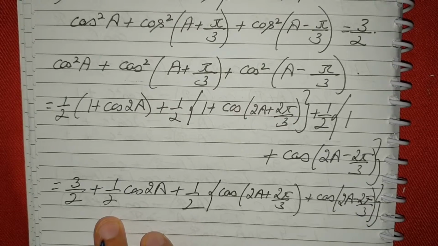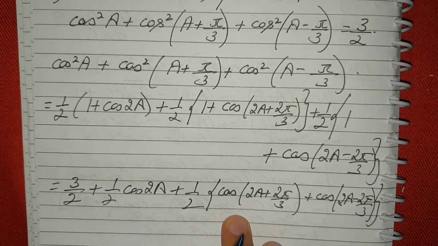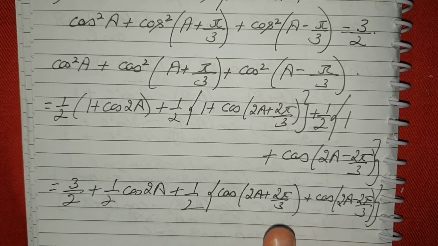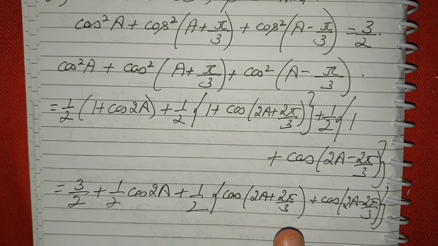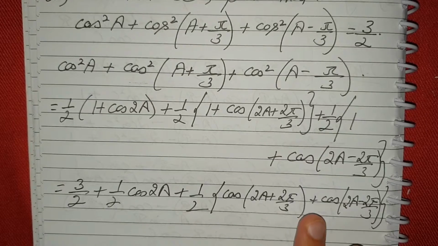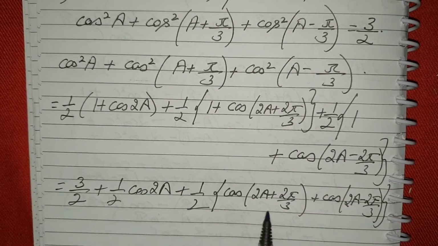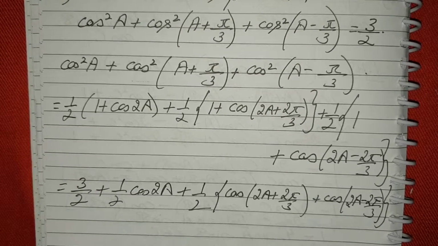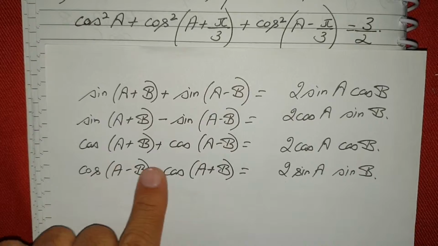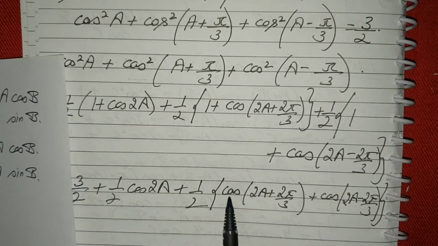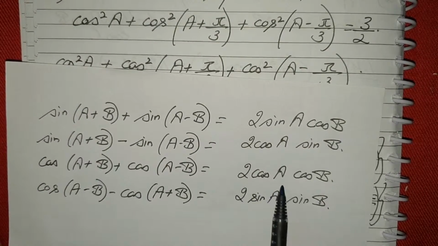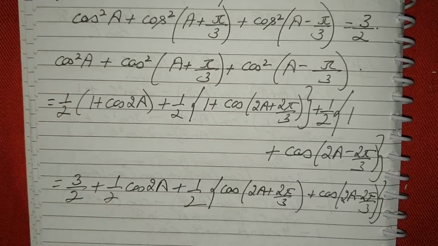You got this. So applying this formula, cos A plus B plus cos A minus B, this is the formula, which equals 2 cos A cos B. So now use the formula.